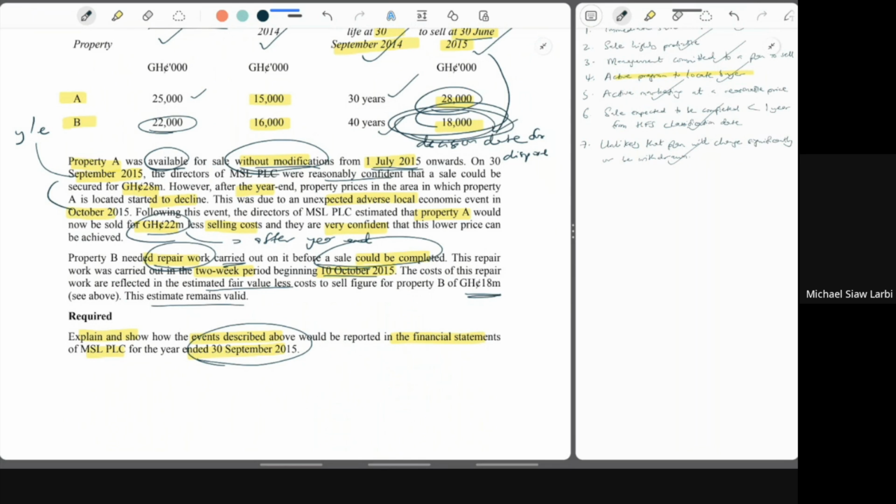Are we good? So let's use this criteria to do the analysis, and then I'll talk more about IFRS 5 and what you need to do, right? So let's start with our analysis.